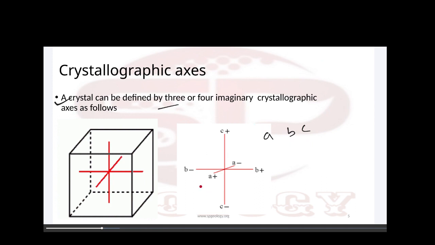So the A axis runs from front to back, the front side of the crystal to the back side of the crystal. Then the B axis runs from the right side to the left side, and the C axis from the top side to the bottom side. So this is your front, back, right, left, top, bottom.